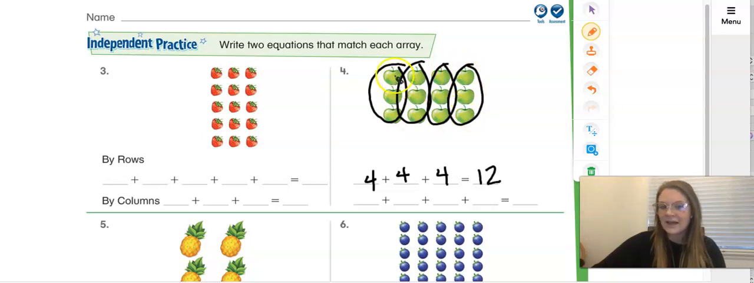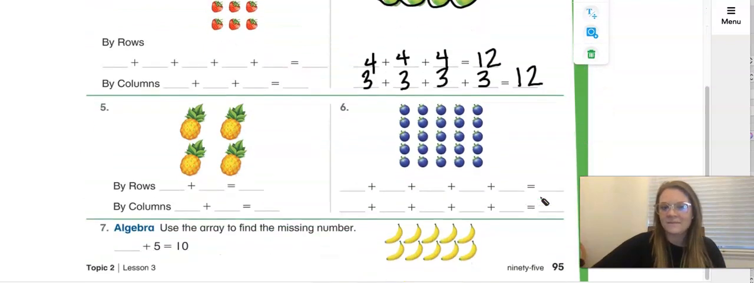So I need to add 3 plus 3 plus 3 plus 3. So I'm going to come down here and I'm going to write 3 plus 3 plus 3 plus 3. Then I can skip count by 3s. 3, 6, 9, 12. I know that there are 12 apples in that array.